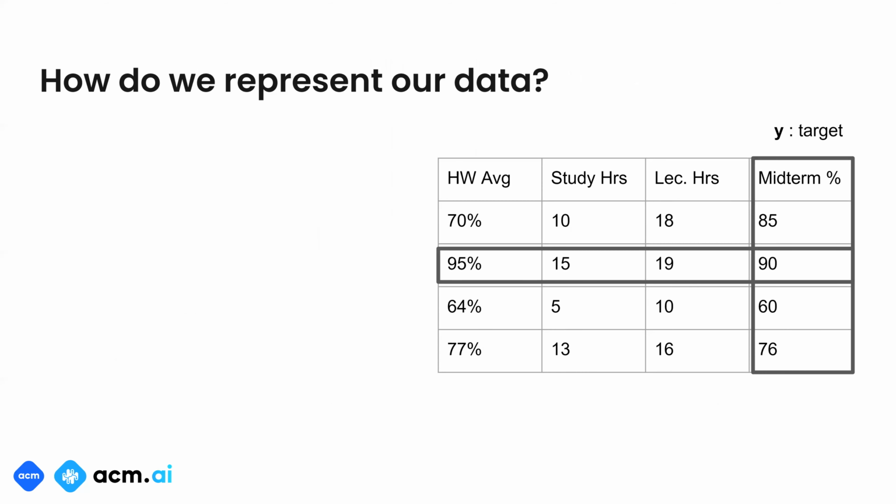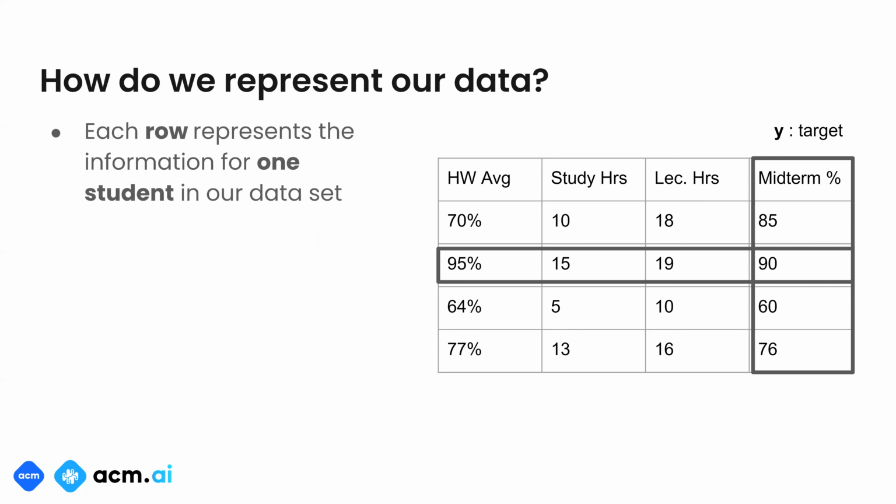With that, we have to figure out how to get our data into a usable form. This is how we represent data, again, in a table. Each row here is exactly one data point in our whole data set. It represents, in our case, one student. So we might have data on their homework average, study hours, sorry, lecture hours, and those are all data about them, as well as their target score, which is their actual percentage score. So that whole row is data about one student.